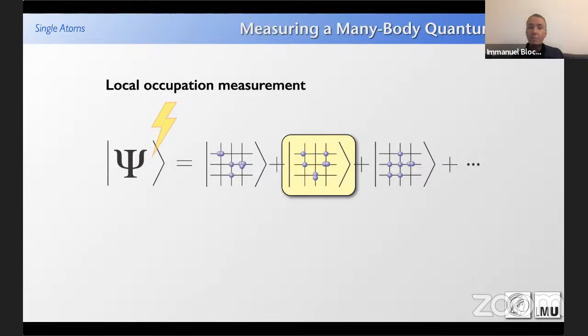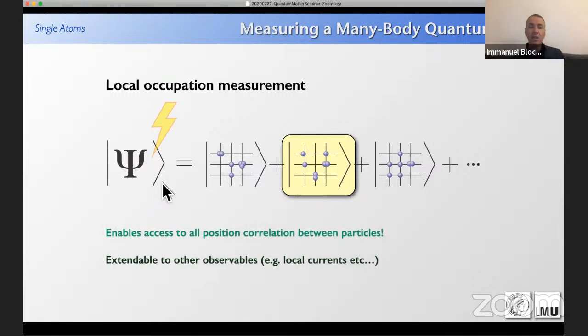with a probability given by the complex coefficient's norm squared in front of this configuration. And that's what we see in a single shot. And then we prepare psi again. So here you prepare psi again, you measure again, you collapse onto a different part of the wave function. And you do this many times, thousands of times, tens of thousands of times.